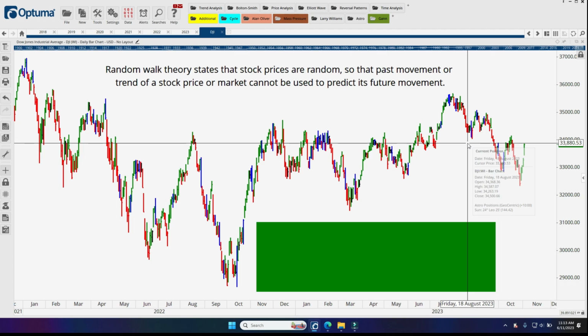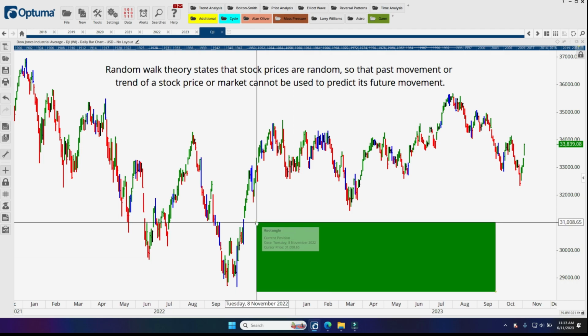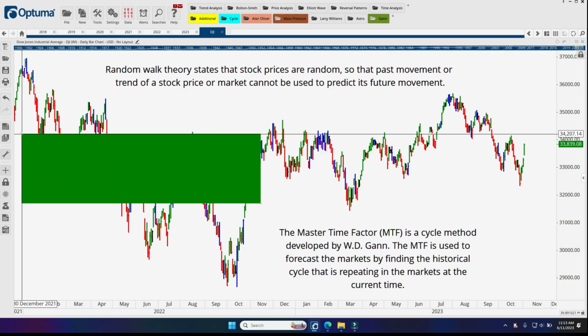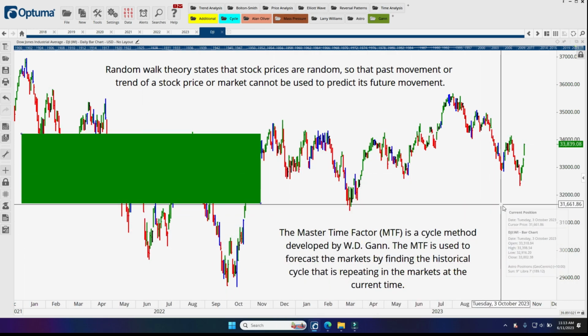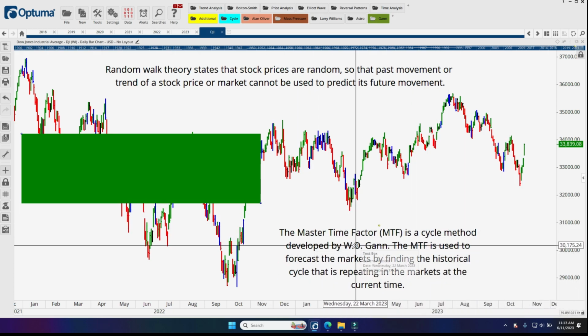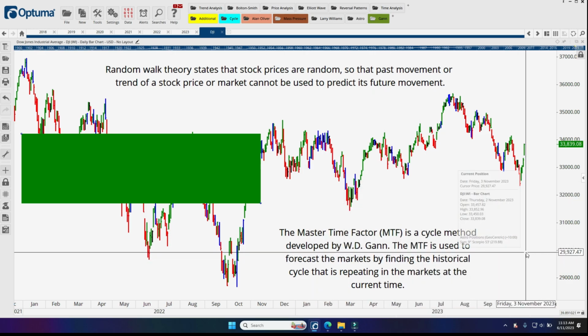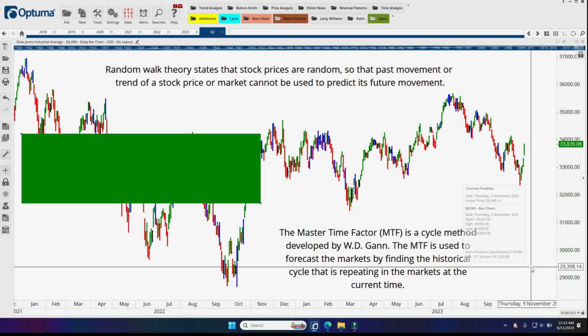So what about W.D. Gann? What does W.D. Gann think about all this? Well, obviously nothing today because he's passed. But W.D. Gann developed something called the master time factor. And he said it's a cycle method which was developed by W.D. Gann, and it was used to forecast the markets by finding the historical cycles that are repeating in the markets at the current time.